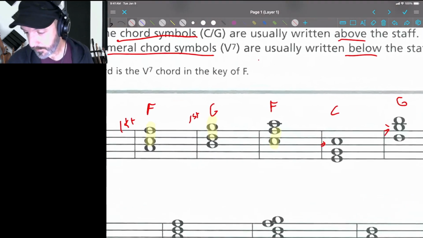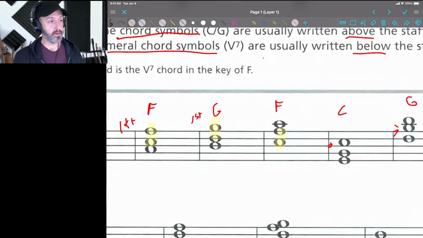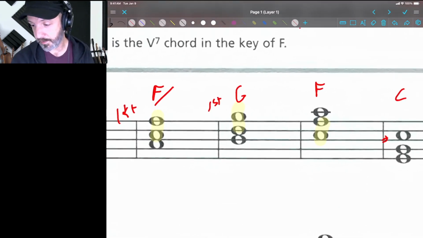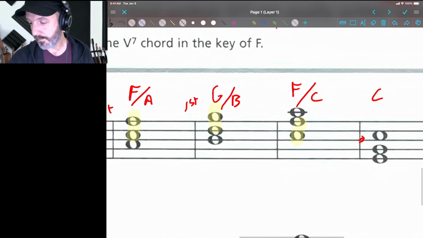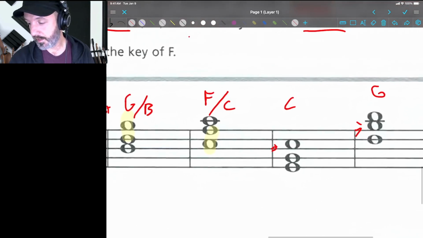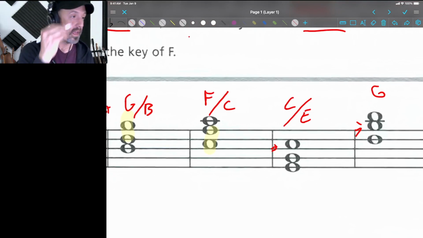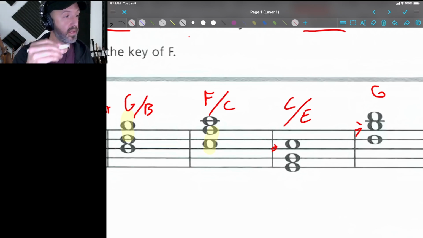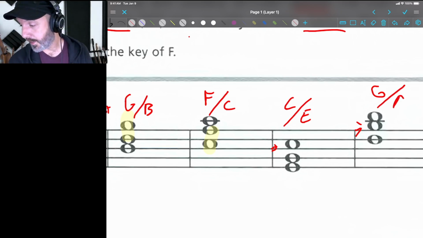Now, it might be easier for us just to think of what that bottom note is. Well, that bottom note is an A. So this is going to be an F over A. This is going to be a G over B. F over C. Whatever the lowest note is goes on the bottom of the slash. So it's F with a C in the bass, C with an E in the bass, G with a D in the bass, right?